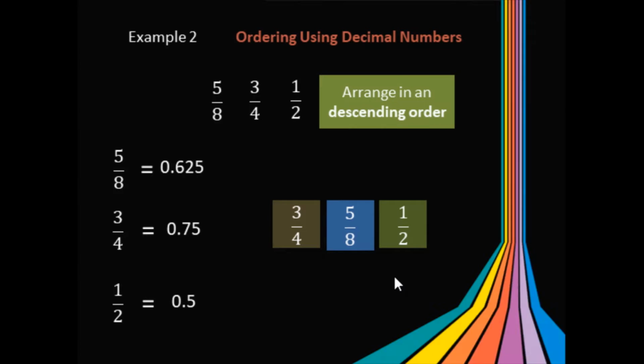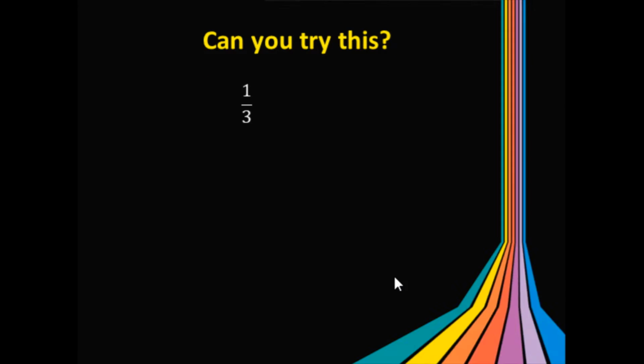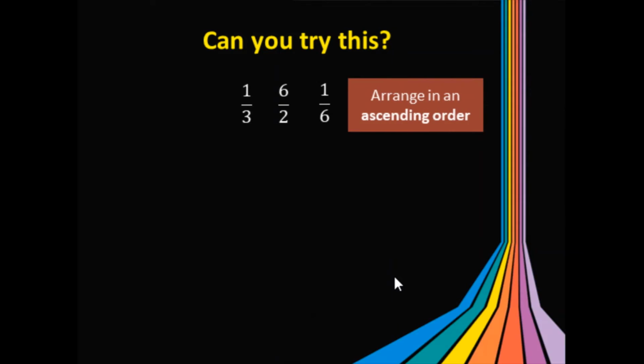See, it is maybe easier for you compared to finding the equivalent fractions because it takes effort to find the common denominator. Alright? Can you try this? 1/3, 6/2, and 1/6. Arrange in an ascending order.